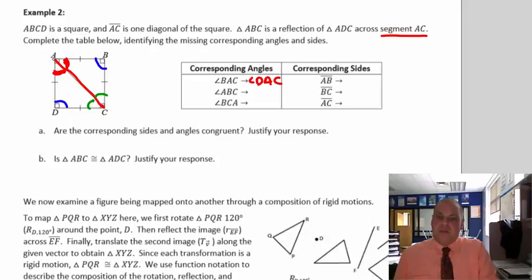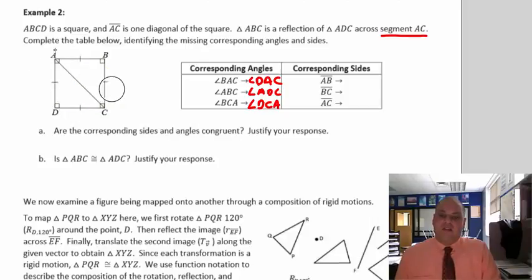ABC would match up with ADC, angle ADC. BCA, the green one, matches up with this green one, DCA, angle DCA. Okay, so hopefully you understand that. And then now the sides. How do the sides match up?